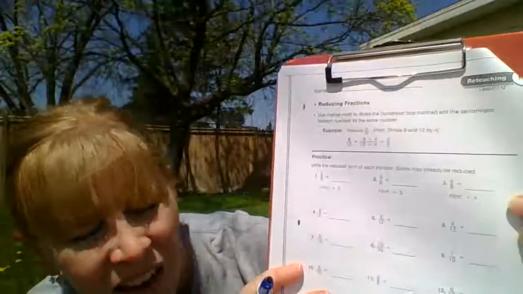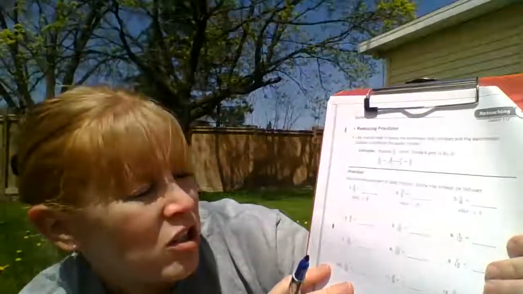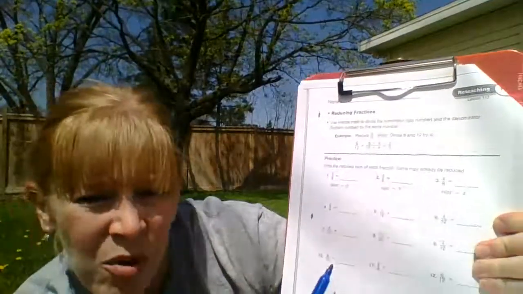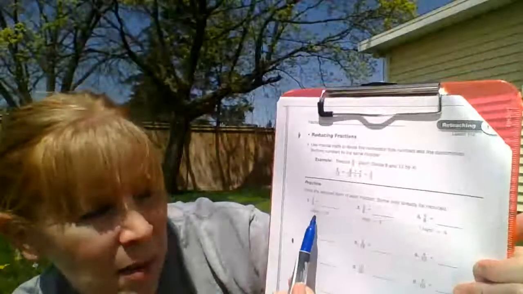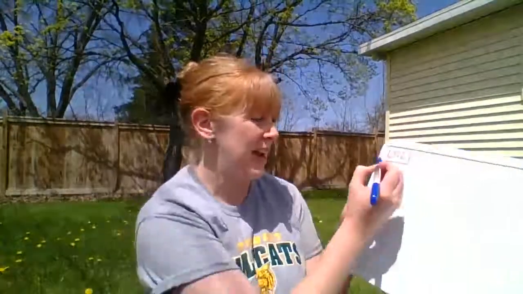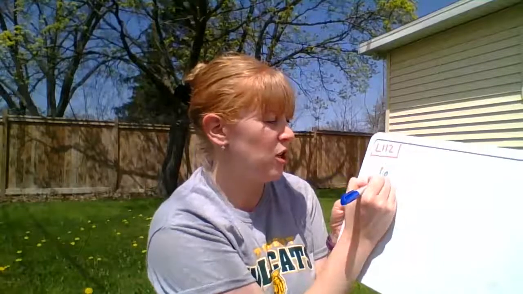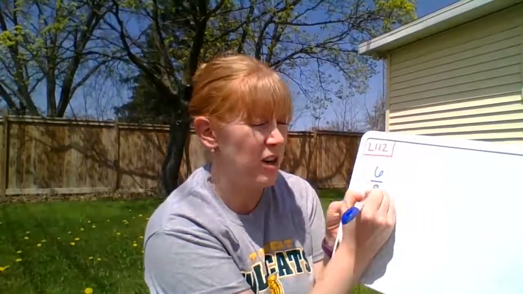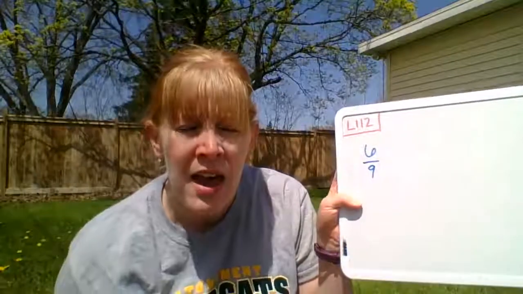Now, 1 through 3 give you hints on the bottom, and they'll tell you what to divide by. So we're going to look at some of these other ones to see how they came up with hint divide by 2, hint divide by 3, hint divide by 4. We're going to try number 4, which is 6/9. And I'm going to teach you a term that this lesson doesn't teach you, but I want you to know it because it's really valuable.